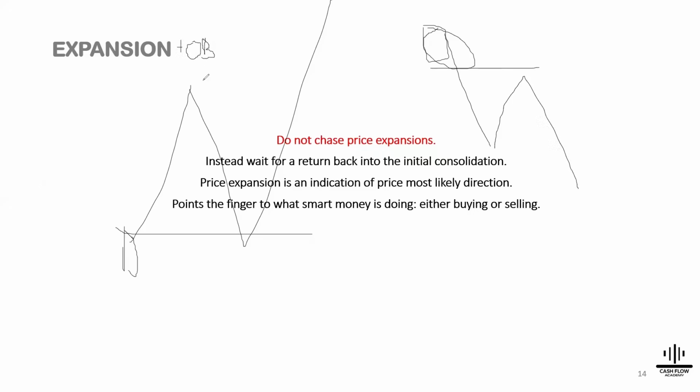So when you open your chart, it all starts with expansion. When you see this quick movement in price, once you've identified the expansion, you want to go to the origin and identify the order block. All right, let's look at another example.